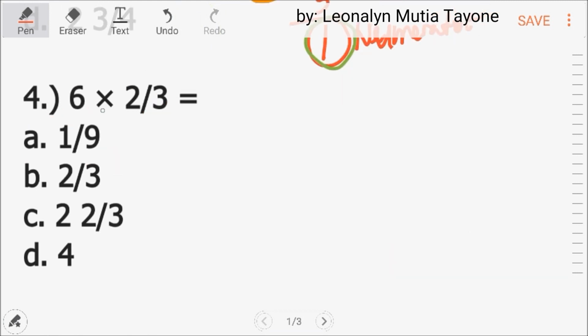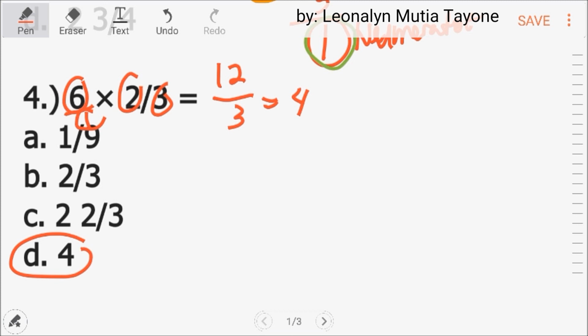Number 4, 6 times 2/3. Multiplication again. This whole number 6 has an automatic denominator of 1. So 6 times 2 equals 12. Then 1 times 3 equals 3. 12 divided by 3 equals 4. So the answer here is 4.